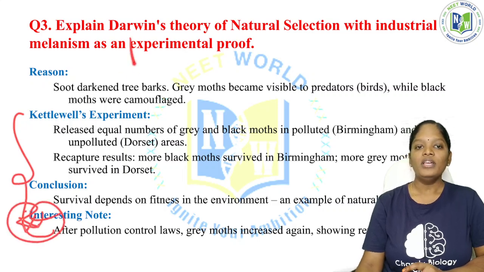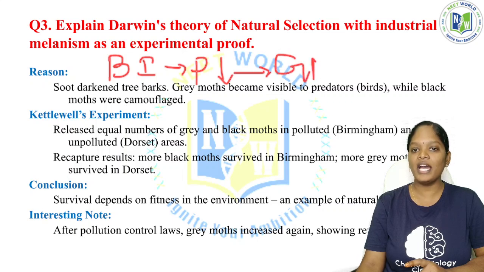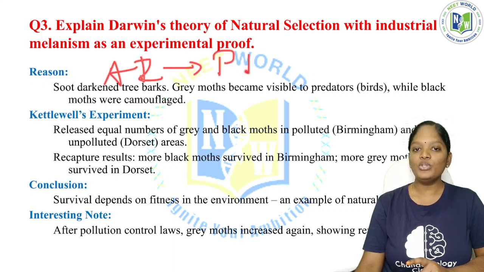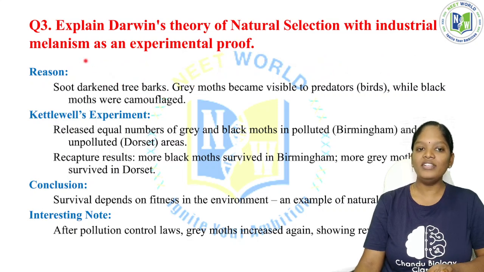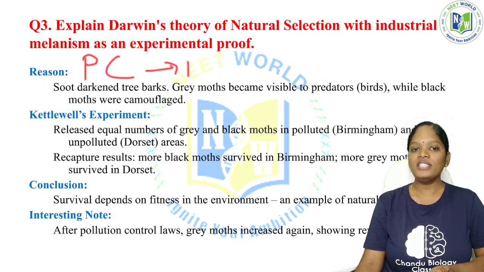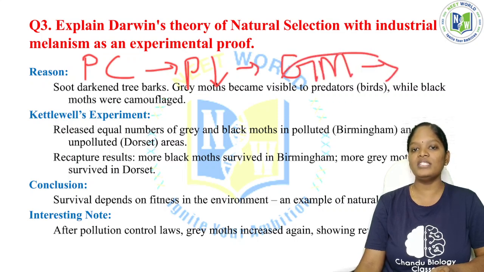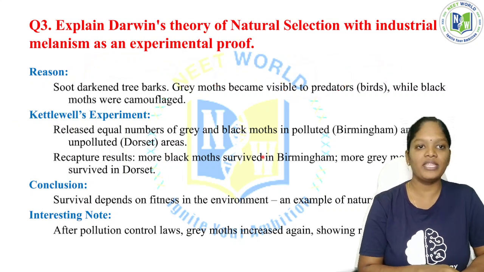So what have we studied? Before industrialization the pollution was less and the grey color moths were higher. After the industrial revolution, the pollution was much higher and the black moths were higher. Now what is another scenario? After the pollution control laws, once again the pollution is going down and the grey moths are once again increasing, which means the selection is reversing. So this is the theory of natural selection proposed by Darwin.